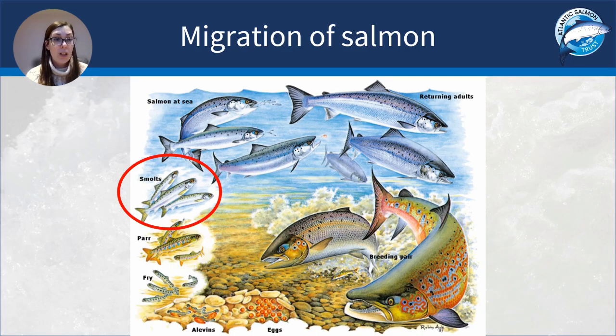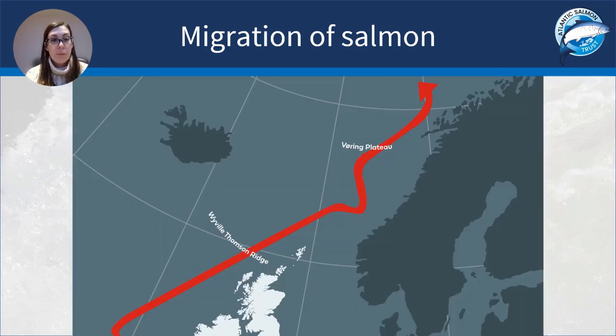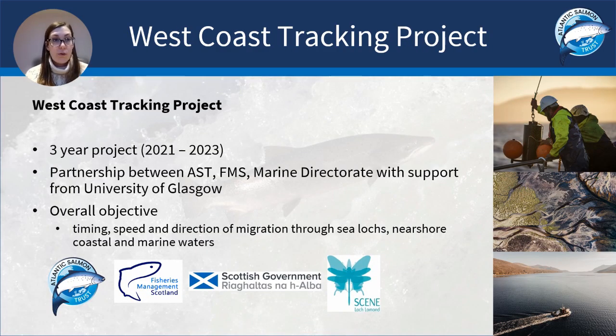And it's the smolt stage, that first migration to sea, that we were interested in for the West Coast Tracking Project. So based on previous work, we know that the salmon smolts are heading towards the Wiley-Thompson Ridge and the Voring Plateau Escarpment, and they're using that strong North Atlantic current to get there. But what we don't know, or we know very little about, is how salmon smolts emigrate from their river of origin towards the continental shelf or towards that strong North Atlantic current. And that's where the West Coast Tracking Project came in.